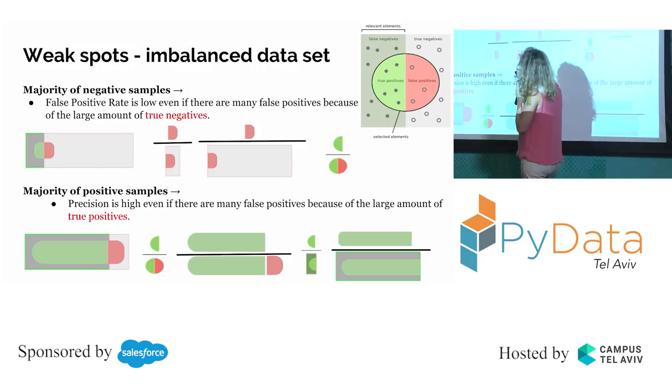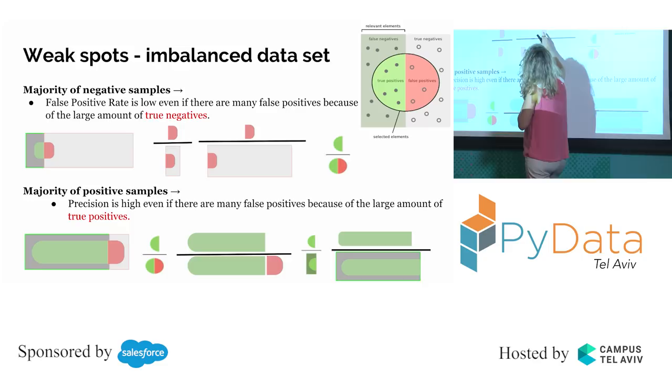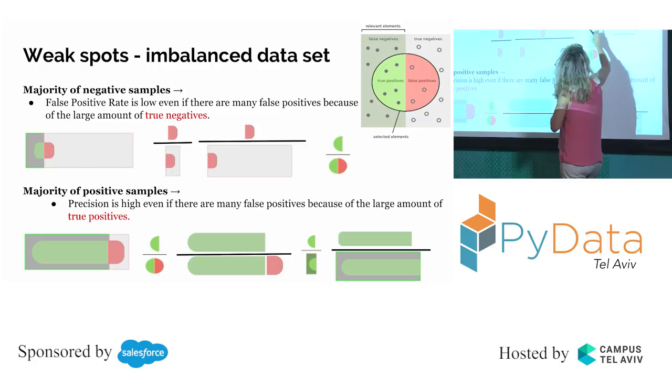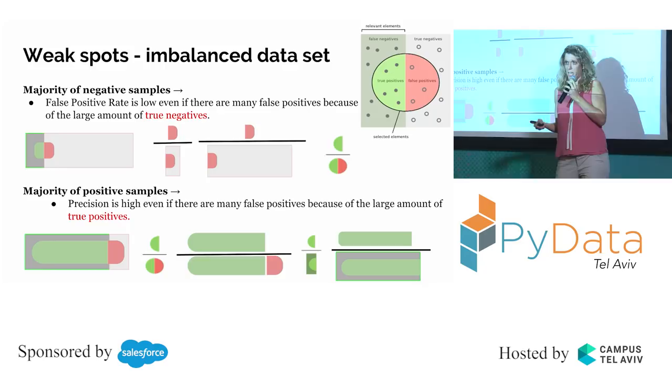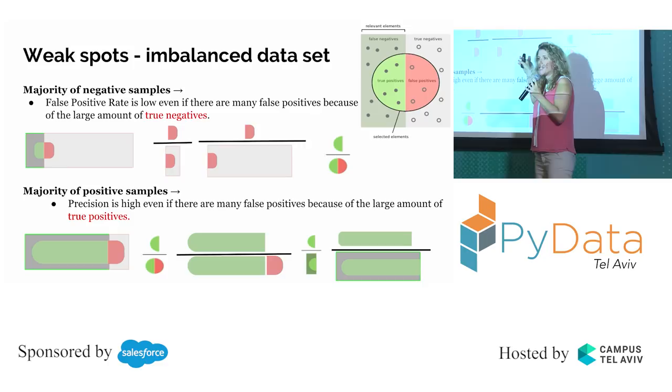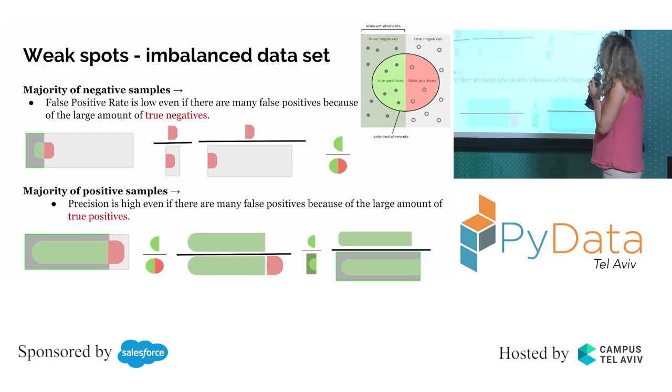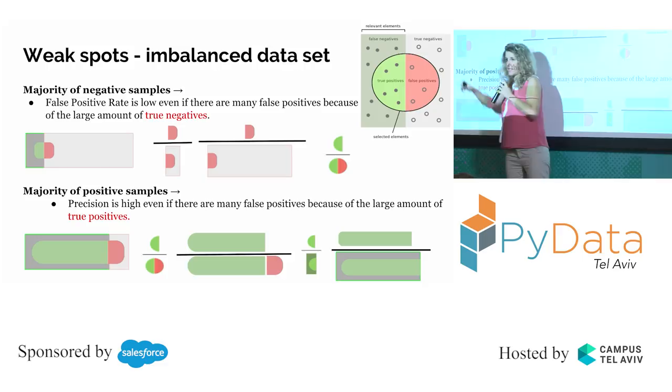So in this case, with a majority of negative samples, the false positives are not very dominant, even if they are about the same size as all the positives, because we have all these negatives in the denominator. So we will get a very low false positive rate when we have majority negative samples, even if we have a lot of false positives compared to the number of positives in the data.